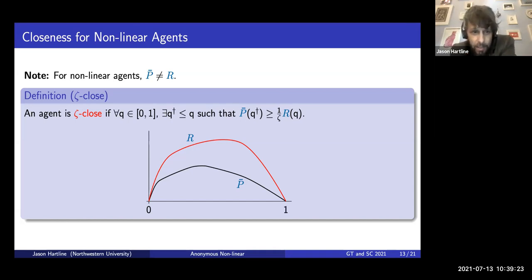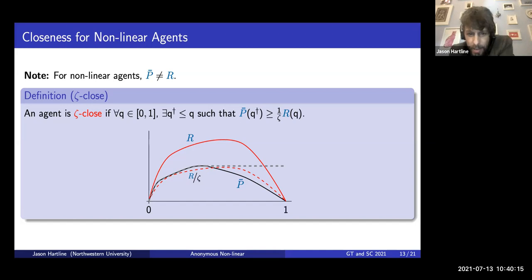Okay, so we'll say that the nonlinear agent is zeta close to being linear if for every ex ante probability Q of allocating, there exists a smaller probability where I can get a zeta approximation. Pictorially, if we scale down the ex ante revenue curve by a factor of zeta to get this dashed red line, and then we extend the concave hull of the price posting revenue curve rightward, which allows us to choose smaller probabilities, then what we're saying is this gray dashed line is above the red dashed line.